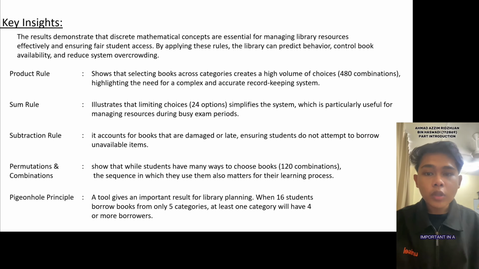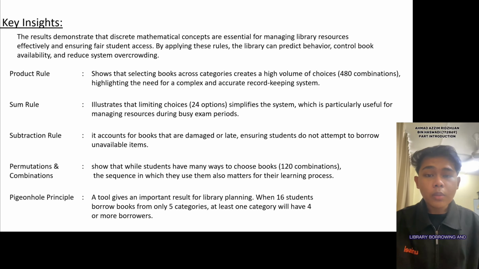Libraries are very important in a university. They help students get knowledge, learning materials, and academic references. At University Malaysia Sarawak, or UNIMAS, the library is one of the most used places by students. Students go to the library to borrow books, do assignments, and prepare for tests and exams. Because many students use the library every day, a good system is needed to manage books and borrowing properly.